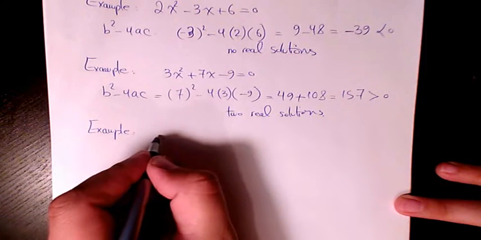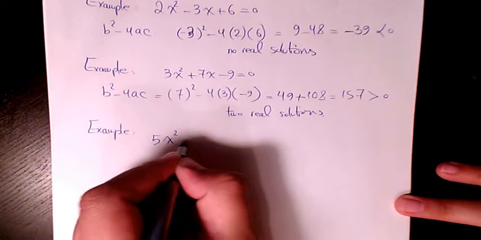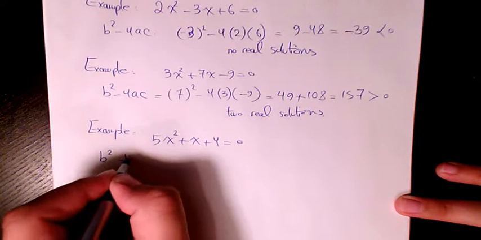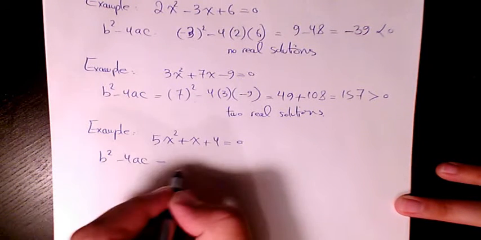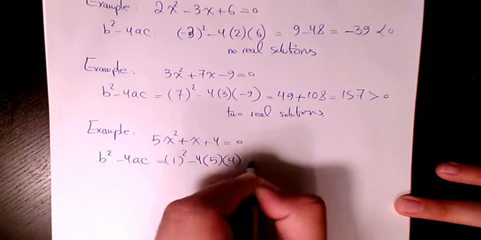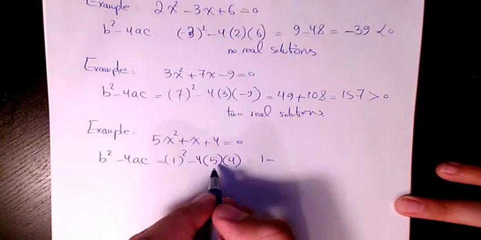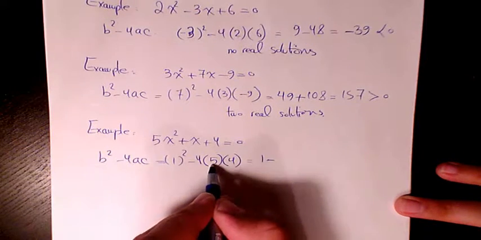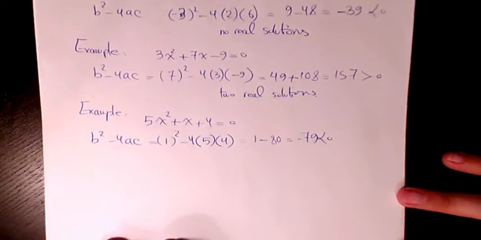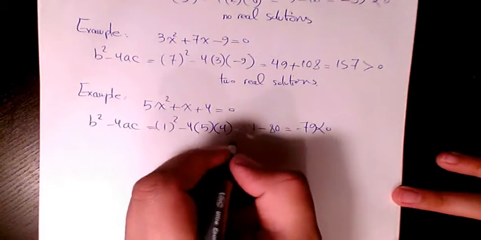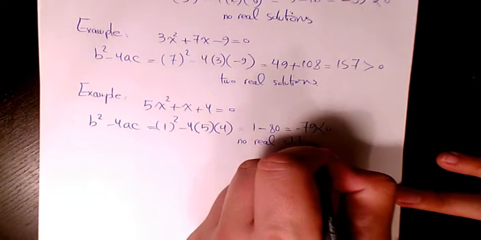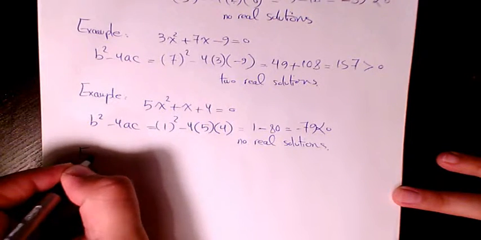We have 5x squared plus x plus 4 equals 0. We need to find b squared minus 4ac. b is 1, so 1 squared minus 4, a is 5, and c is 4. So it's going to be 1 minus 4 times 4, 16 times 5 is going to be 80. So we have negative 79. It's less than 0, so we have no real solution. Next example.